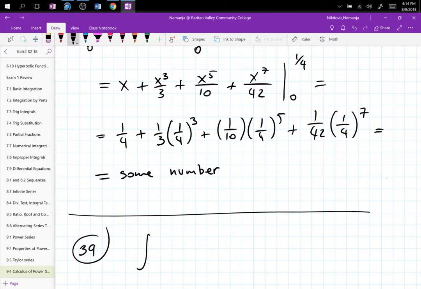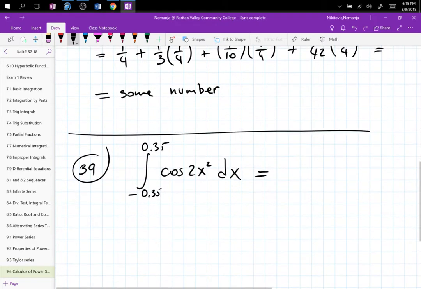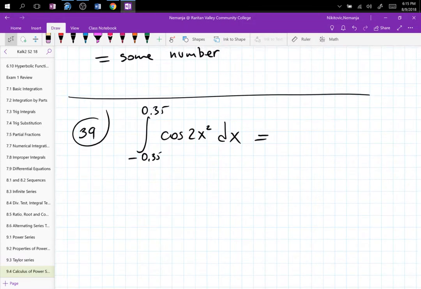Problem 39 goes from negative 0.35 to 0.35 of the cosine of 2x squared dx. Now, some of you study mathematics to learn, and some of you study mathematics to pass, right? Those of you who study mathematics to learn, you remember the theorem from Calc 1, which says that if you have an even function on a symmetric interval, you can make it 2 times the integral from 0 to 0.35 of cosine 2x squared dx.